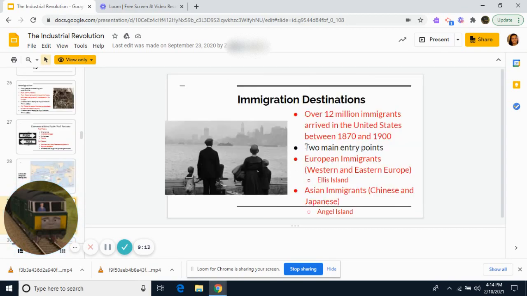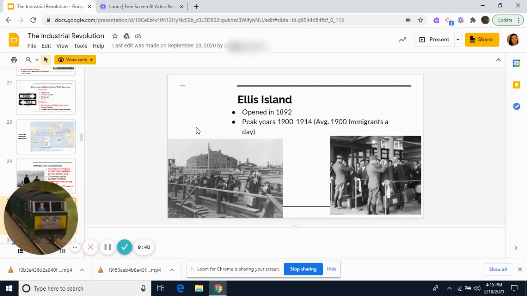Immigration destinations. Over 12 million immigrants arrived in the United States between 1870 and 1900. Two main entry points: European immigrants, Western and Eastern Europe, came through Ellis Island; Asian immigrants, Chinese and Japanese, came through Angel Island. Ellis Island opened in 1892, with peak years through 1914.